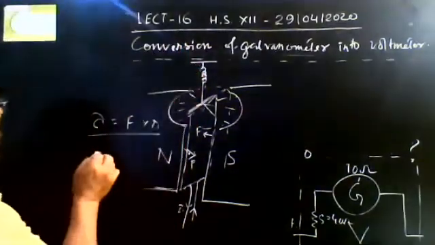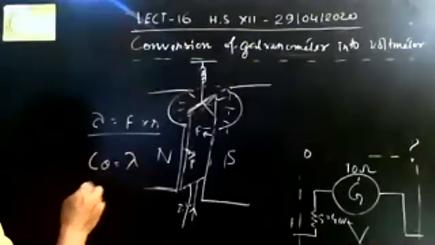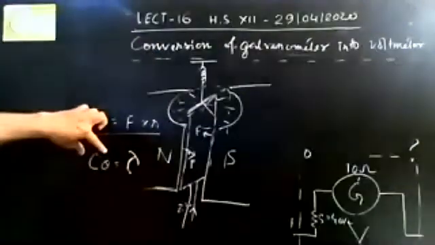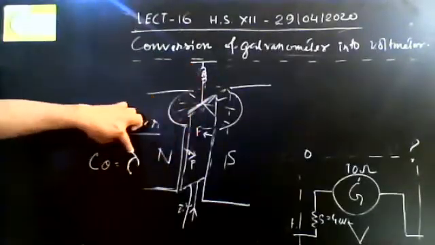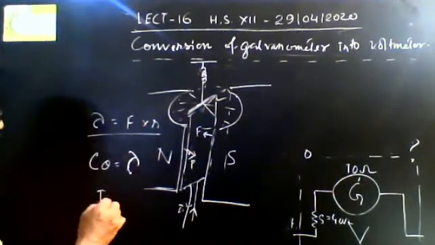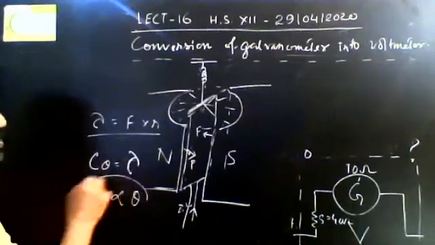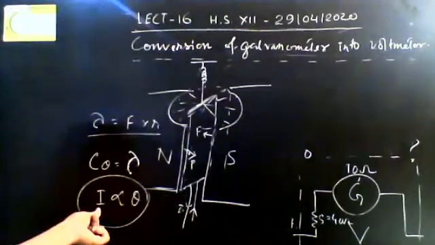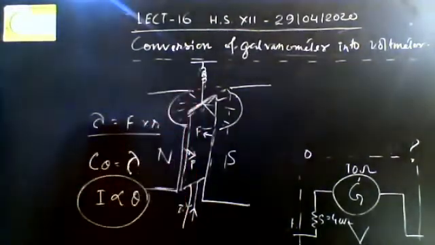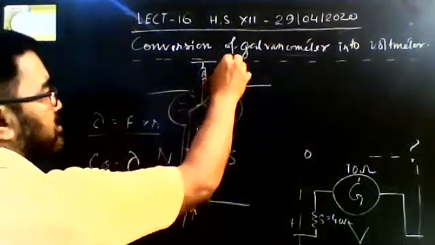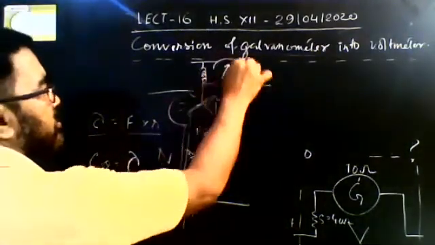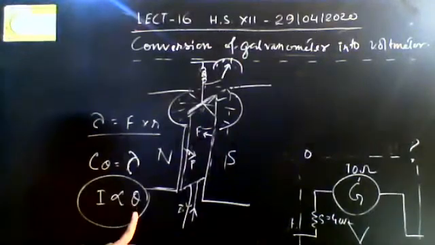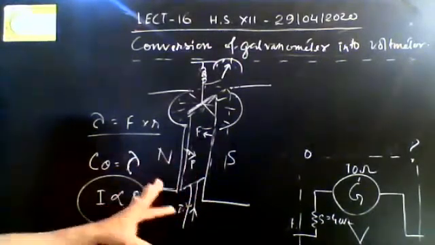So we compare the restoring torque C theta with the deforming torque tau. From this expression, we found that the current I passing through this is directly proportional to theta. It means that this is a moving coil galvanometer. When current passes through this, the deflection is shown by a pointer connected with the spring. That is, as current increases, deflection increases. This is the simple principle of a galvanometer.